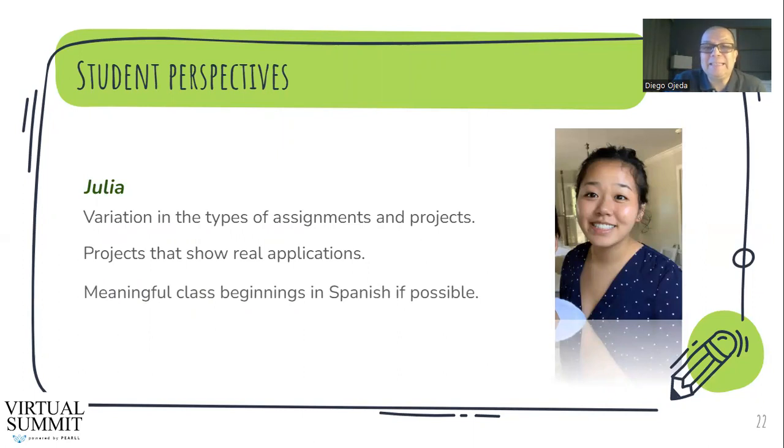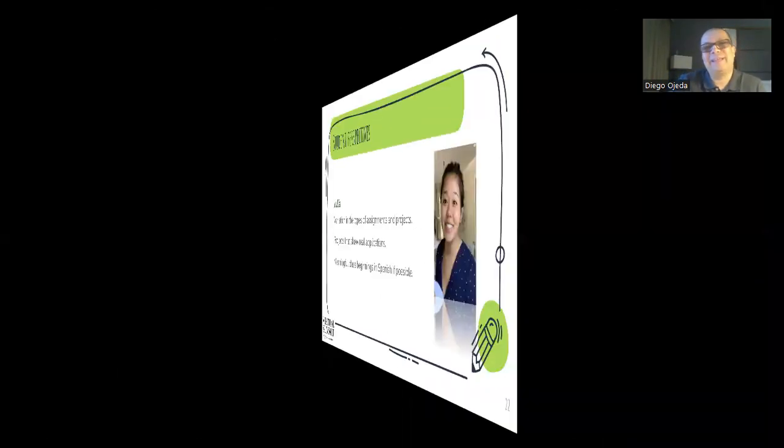Meaningful class begins in Spanish if possible. Okay. When we start a class with grammar, we usually have to rely on the first language of the students to explain some things. That just disconnects them 100% from the target language.